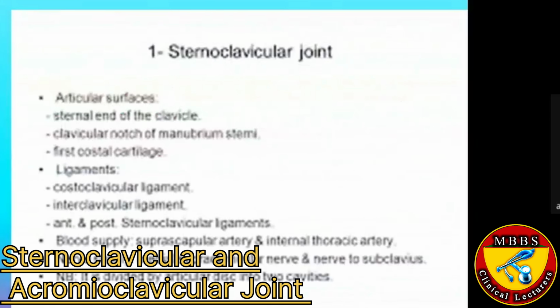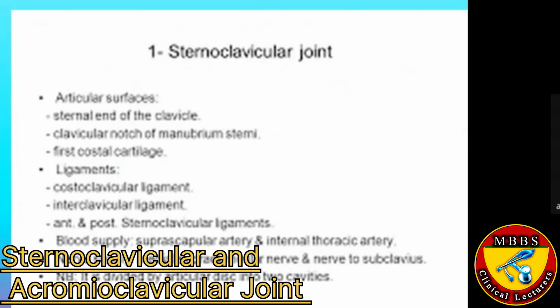So now when we come to the summary of the sternoclavicular joint, we have discussed the articular surfaces, which are formed by the sternal end of the clavicle, the clavicular notch of the manubrium sterni, and the first costal cartilage. Then there were three ligaments which we have discussed: the costoclavicular ligament, the interclavicular ligament, and the anterior and the posterior sternoclavicular ligament. The blood supply is from the suprascapular and the internal thoracic artery, and the nerve supply is from the medial supraclavicular nerve and the nerve to subclavius.